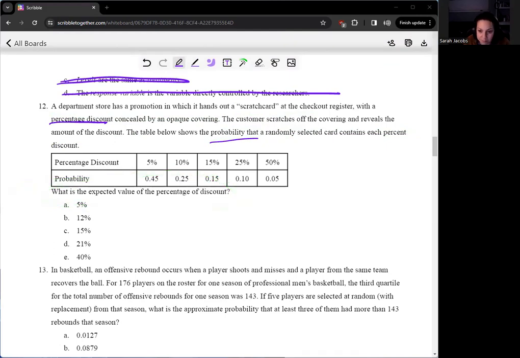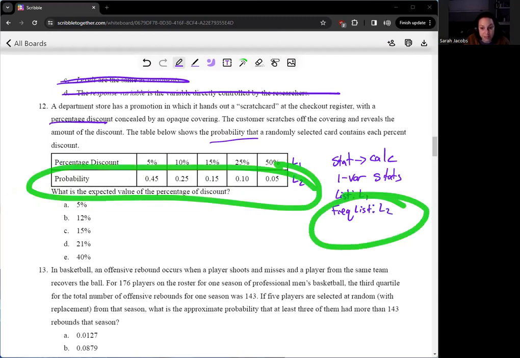Okay, expected value. So I'm going to do this by hand this time. You can put this in your list just as a review of that. The percent can be in list 1. Probabilities can be in list 2. Remember that stat edit. Make sure you clear everything else out. Then you're going to go to stat calc, and you're going to do one variable stats. Your list is going to be list 1, and your frequency list is going to be list 2. So your probability can be your frequency list.